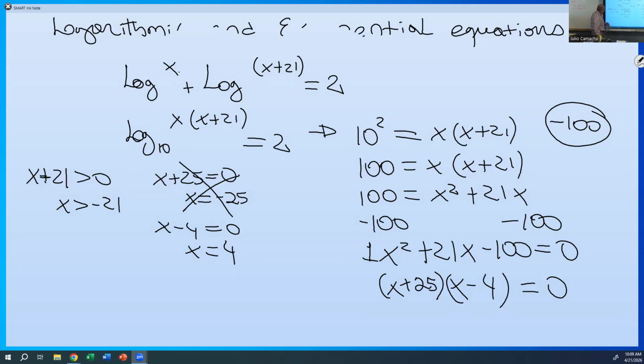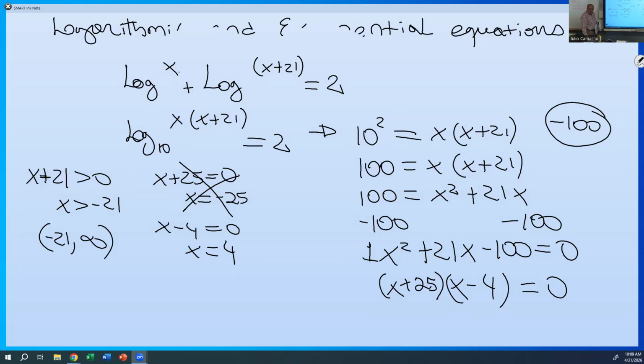The domain is any number. Or you can put here negative 21, comma, infinity. That is your domain. Only these numbers can be plugged into this equation. And because negative 25 is out of the domain, you cancel negative 25. And 4 is in the domain.